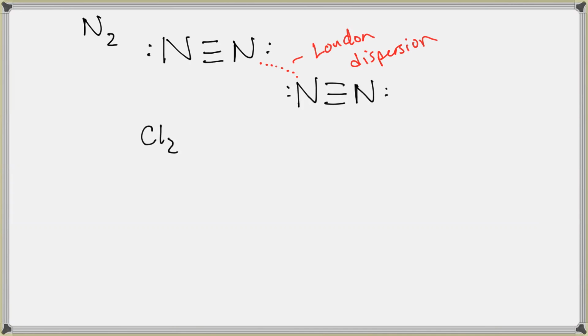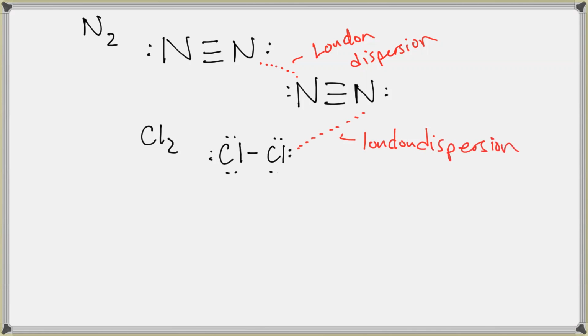If you drew the Lewis structure for Cl2, which looks like this, this is nonpolar. You could also have a London dispersion force between this molecule and the nitrogen, right? This is also a London dispersion. Give you any two molecules, they're always going to have London dispersion. Always.